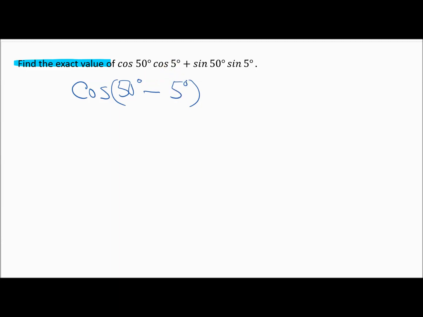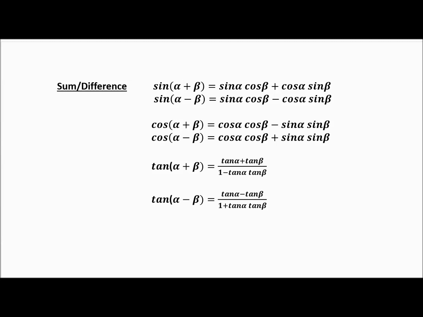If you don't believe me, just look up the formulas. Matter of fact, we'll go back and look it up. So cosine, cosine, and then plus sine, sine. Let's look it up. So notice over here on the right, I have a cosine, cosine, and a plus sine, sine. And that formula is the cosine of alpha minus beta, which is the one that we use, so good deal.